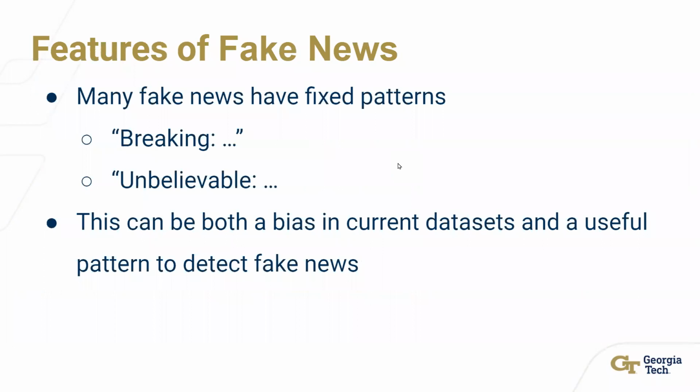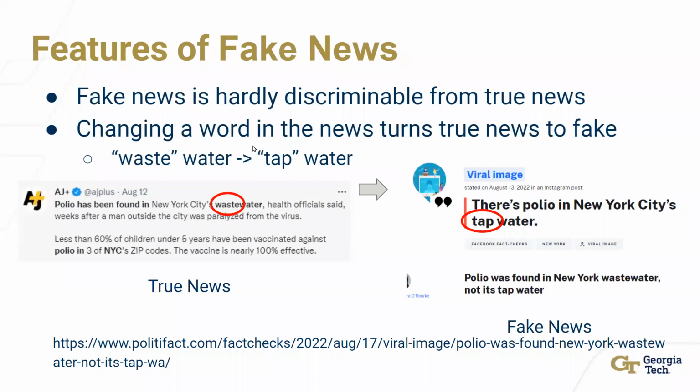So the features of fake news. Many fake news have fixed patterns. For example, fake news can start with words like breaking or unbelievable. This can be a very useful pattern to detect fake news. And also, it's actually very challenging to discriminate fake news from true news because sometimes fake news can be intentionally created.